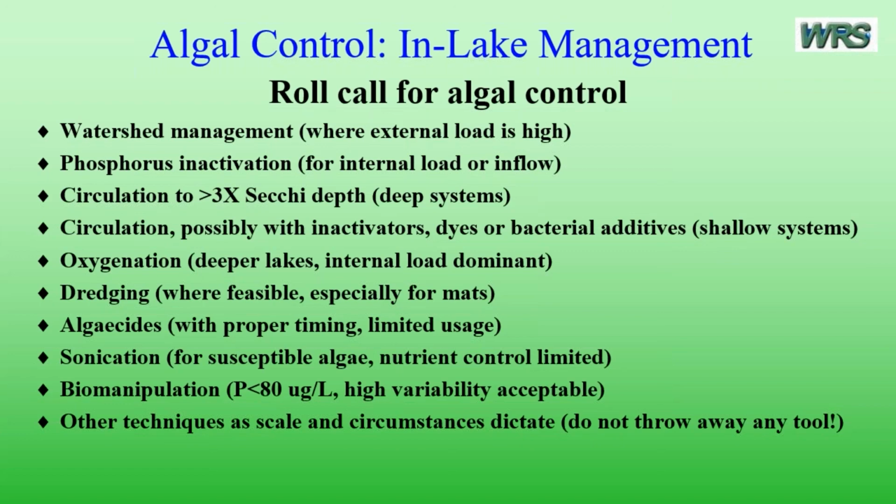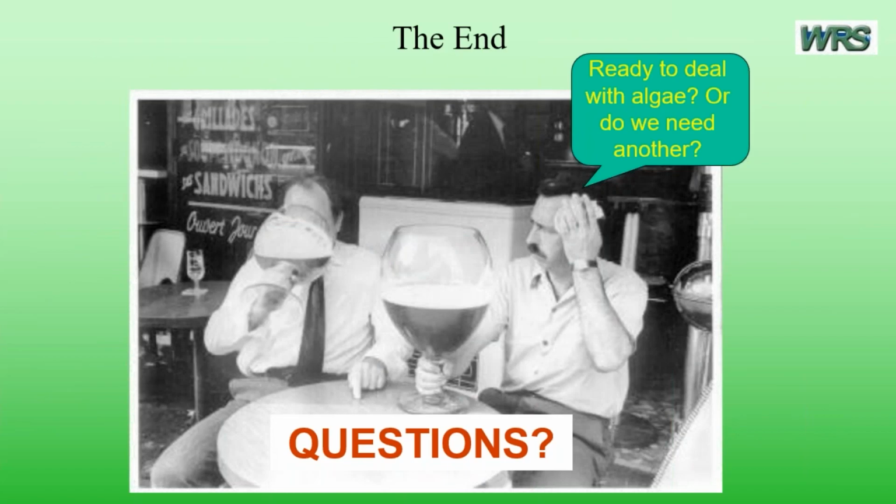Biomanipulation, as long as the phosphorus is not too high and you don't mind some wide variability, you can get a lot for it. And of course, if fishing's an interest, it all works together. And then any other technique as the scale and circumstance dictate. I don't like to see techniques bad-mouthed or thrown out. Everything has its place in the toolbox. Just don't put in screws with a hammer and don't try to put in nails with a wrench. Pick the right tool for the right job. And that is it.